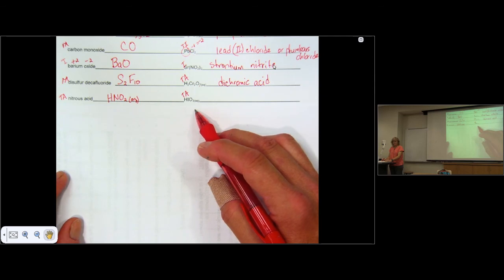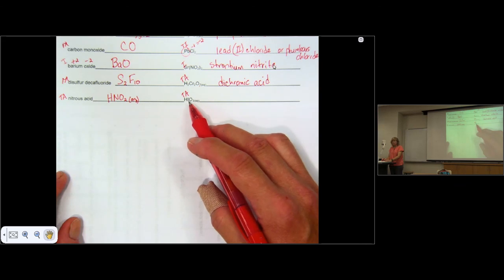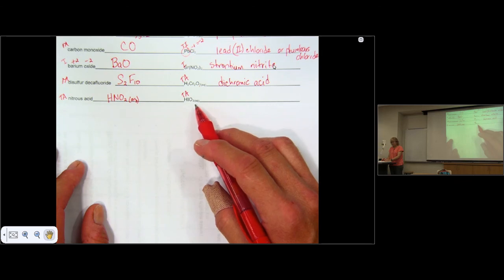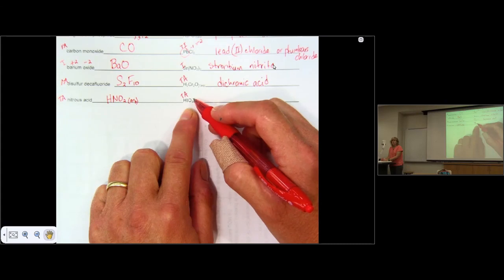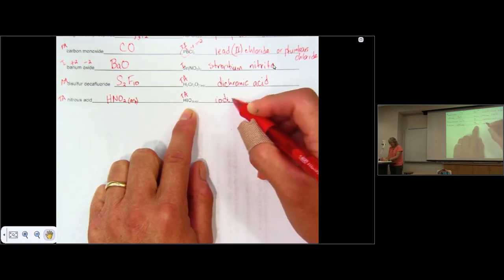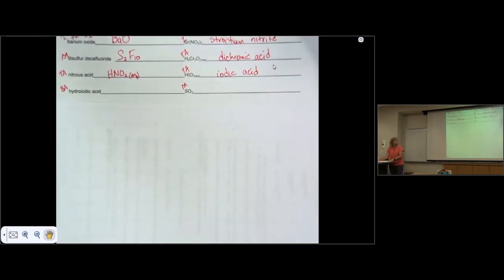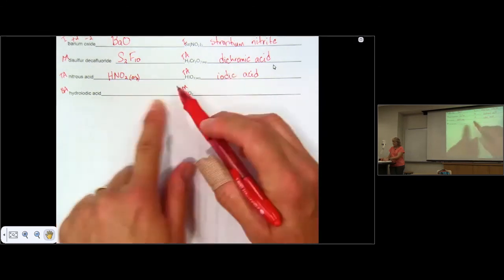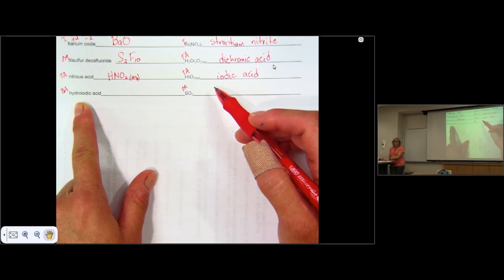HIO3 AQ. It's an acid because it says AQ. You've already told me it's tertiary acid because it has a polyatomic ion. Who is this polyatomic ion? Iodate. So then iodate changes to iodic acid. I purposefully put these near each other to show you the difference between a binary and a tertiary that are similar.